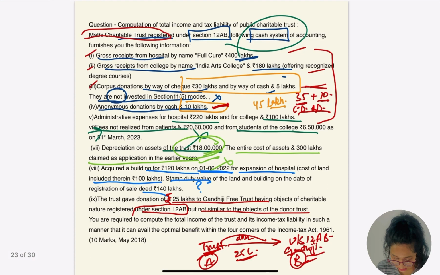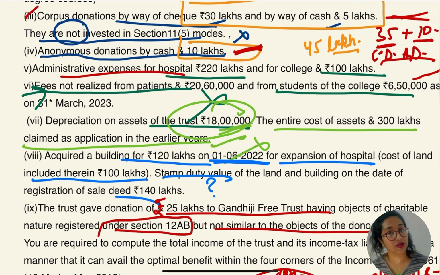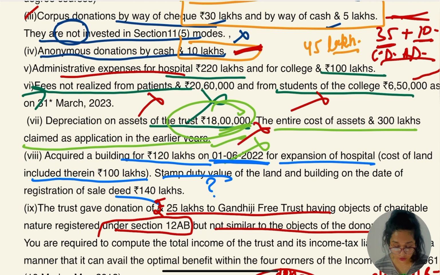Now you have to tell me about the applied amount. Now we are going for the applied amount. Administrative expenses for the hospital are 220 lakh, and for the college 100 lakh. Definitely these two are going to be allowed as applied amount. What about the fees not received from the patient? No, we are not going to take this part. And what about the depreciation? Definitely we are not going to take this part. So let's deduct 220 lakh and 100 lakh.